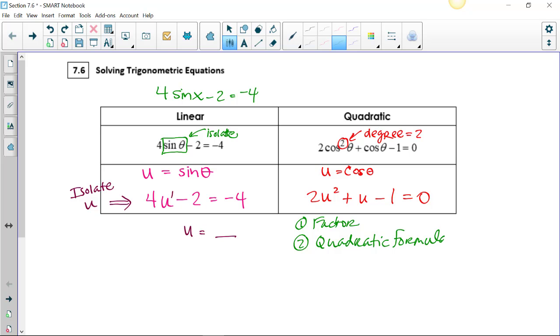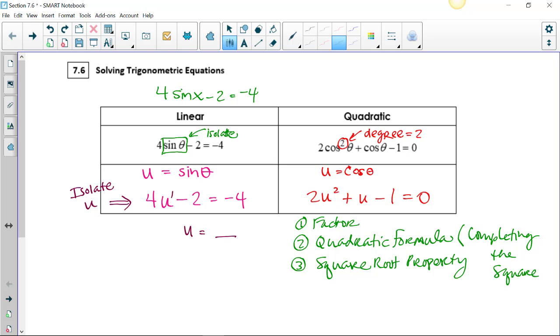There are special situations where the square root property might work if we only have a squared term. Or there was another method that some people choose, but most people do not, and that would be completing the square. I typically never use that with trig equations, but there are sometimes in algebra where completing the square is actually faster and easier than the quadratic formula, but that's a whole other class.